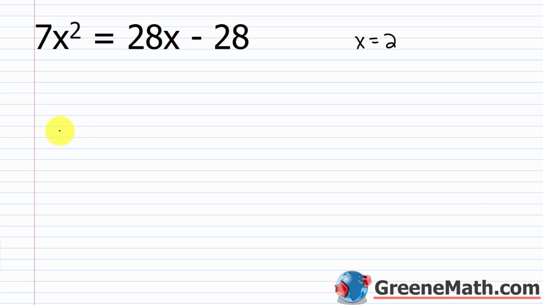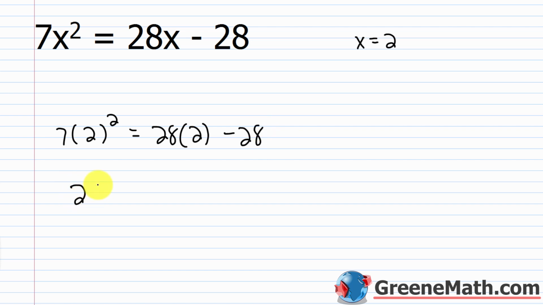So let's plug that in and check. So we'd have 7 times 2 squared equals 28 times 2 minus 28. So 2 squared is 4. 7 times 4 would give me 28. And this is equal to 28 times 2 is 56. 56 minus 28 is 28. So 28 equals 28. So yes, this is the solution. And again, if you want to write this in solution set notation, just throw your 2 inside of some set braces. Either way, you can show that x is equal to 2.